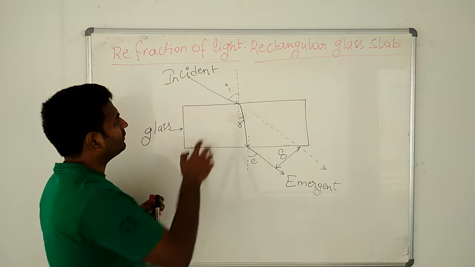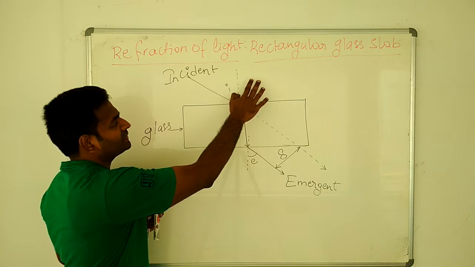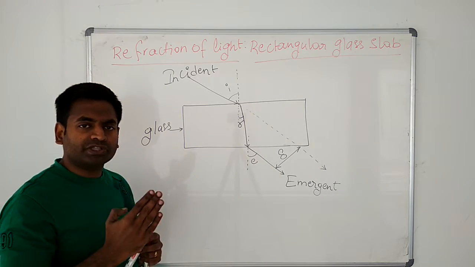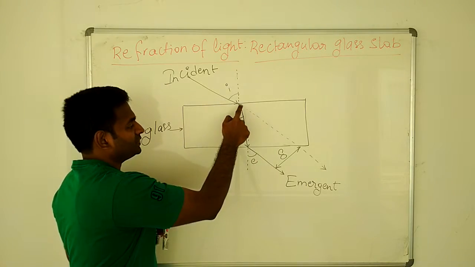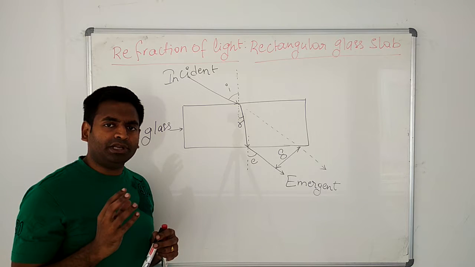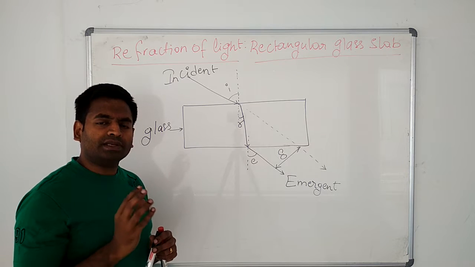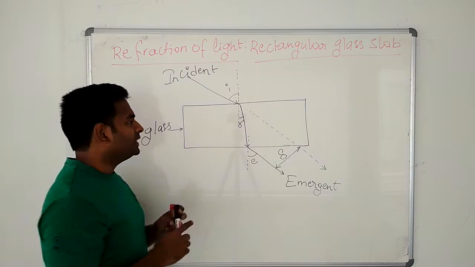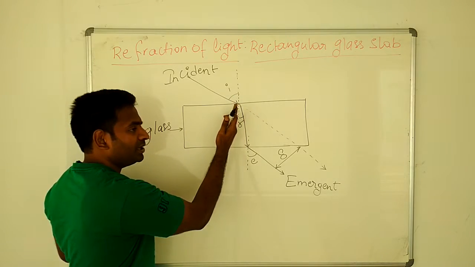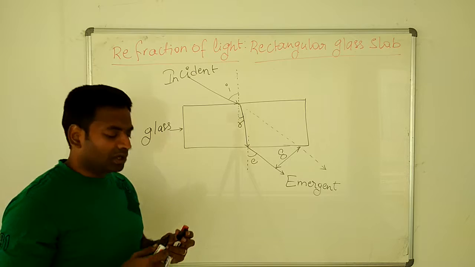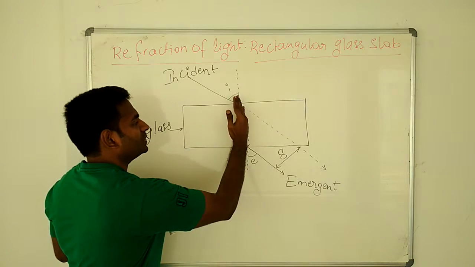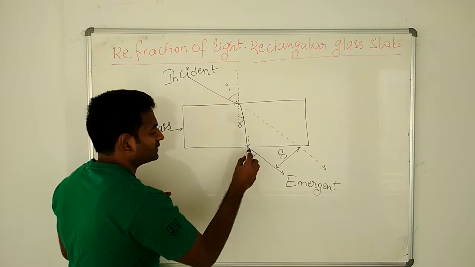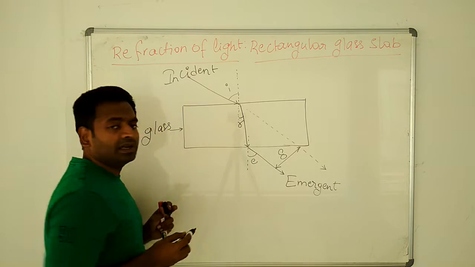We have learned that when the ray of light is coming from air to glass, it would bend towards the normal. The reason is that as soon as it enters the glass, since the optical density of glass is higher than air, it would slow down. Since it slows down, it has to bend towards the normal. So it would bend towards the normal and then it would reach the other surface of the rectangular glass slab.